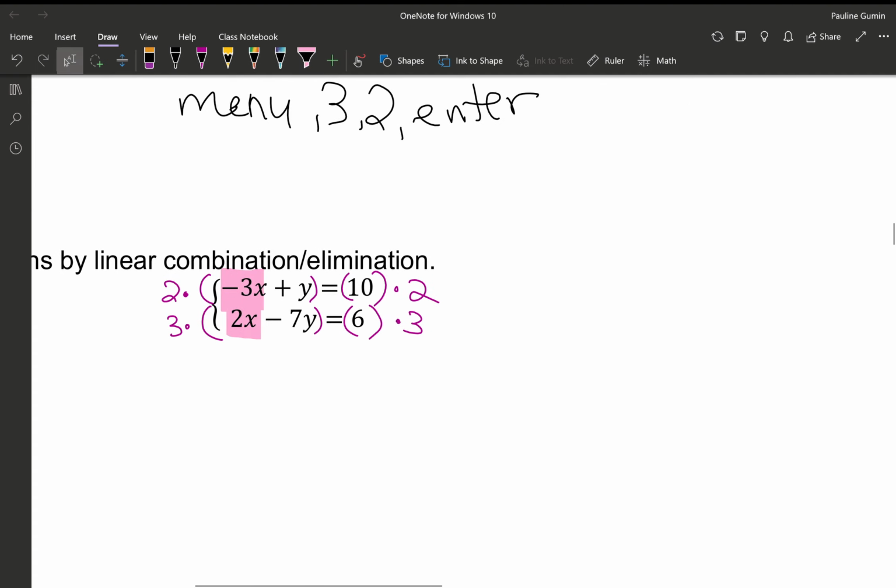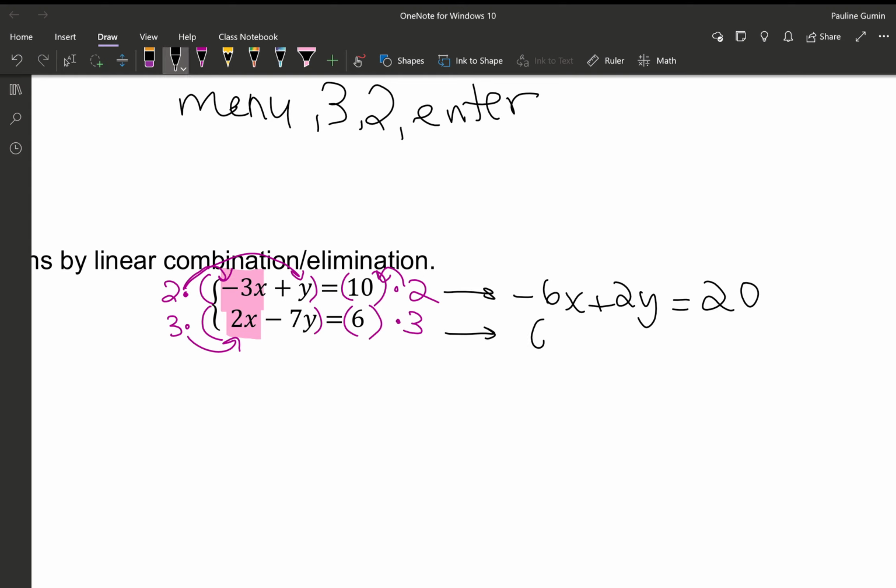So let's see what happens when we distribute that. 2 times negative 3x is negative 6x. 2 times y is 2y. And 2 times 10 is 20. Alright, let's distribute the bottom. 3 times 2x is 6x. 3 times negative 7y is negative 21y. And 3 times 6 is 18.